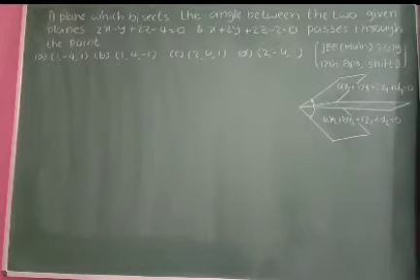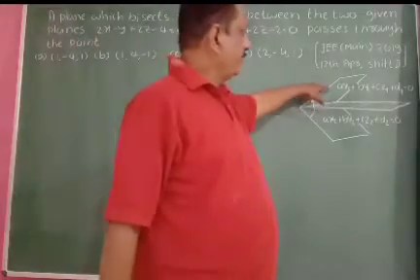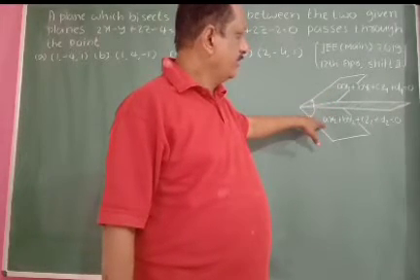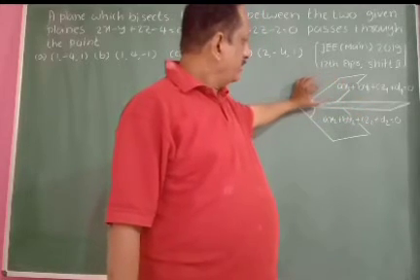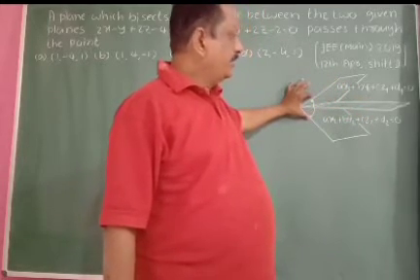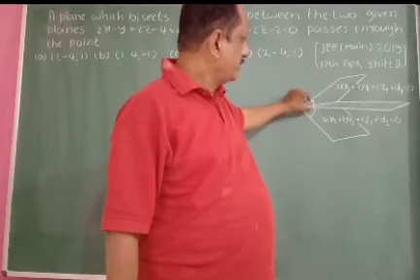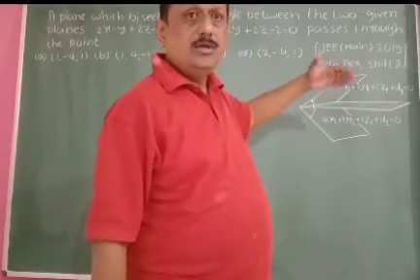A plane which bisects the angle between the two given planes. Suppose these are the two planes, and the equations are these two. Then this is the middle plane which bisects the angle between these two planes, meaning this angle is equal to this angle. Both angles are equal, so this is a bisector plane. It divides the angle into two equal angles.